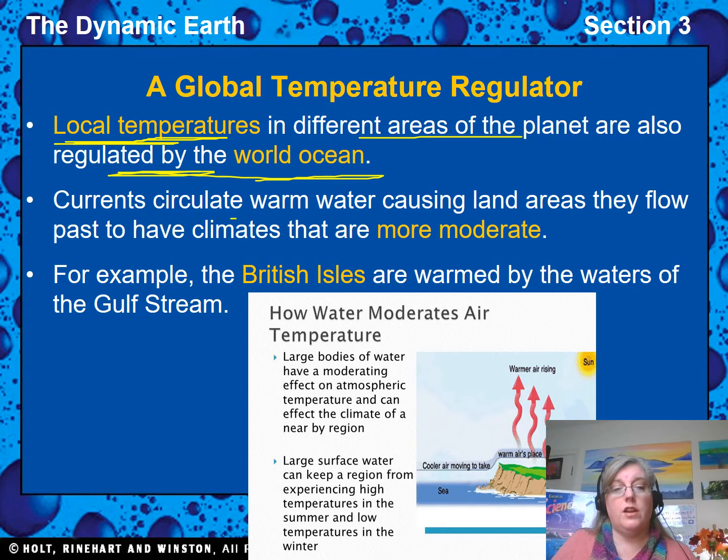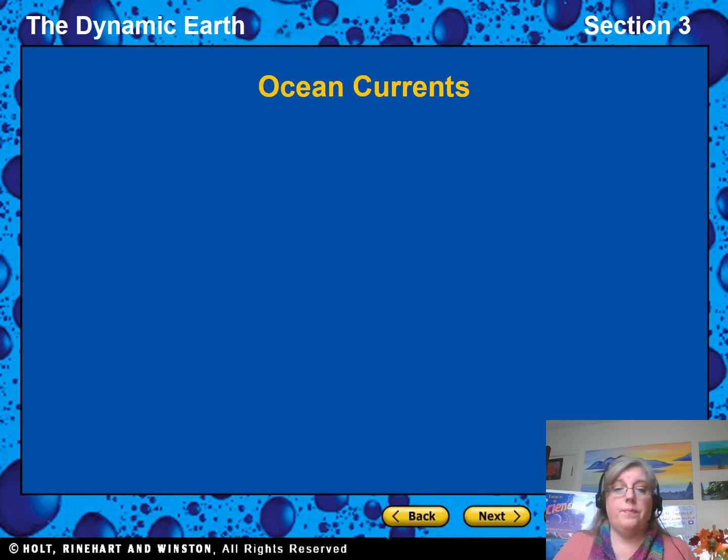As the currents circulate the warm water, they flow past climates. They're going to make the climates more moderate. So here we have the cool morning air, and this is warm, and this will help too. The large bodies of water have a moderating effect on the atmospheric temperature and can affect the climate near the region. A large surface water can keep the region from experiencing too high of temperatures in the summer and too low of temperatures in the winter. That's what I was talking about, the balancing effect that the ocean has. And so a lot of places that are near the ocean can take advantage of that.